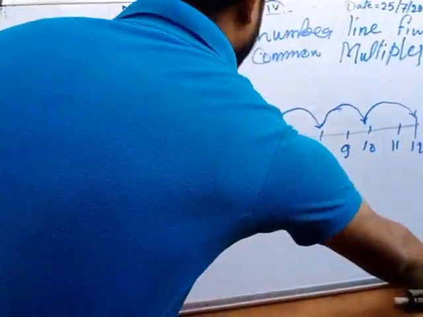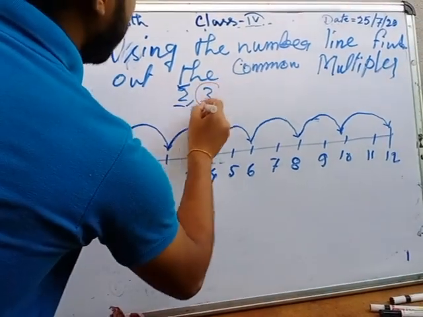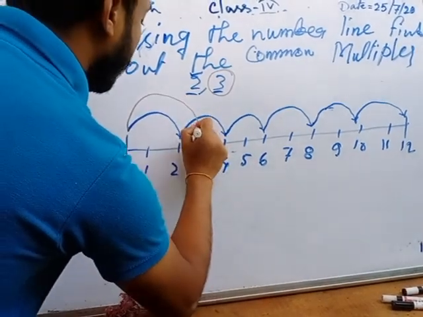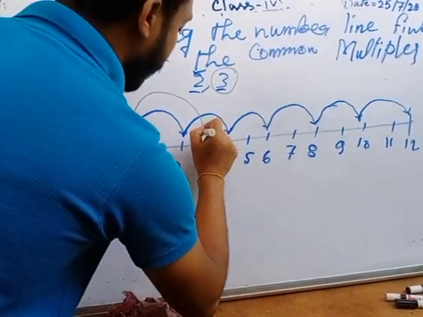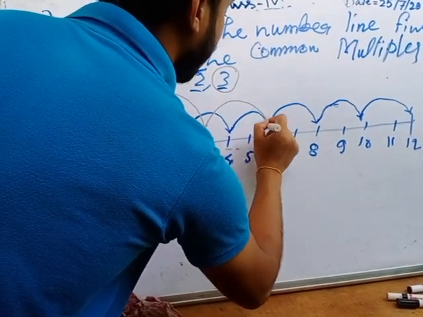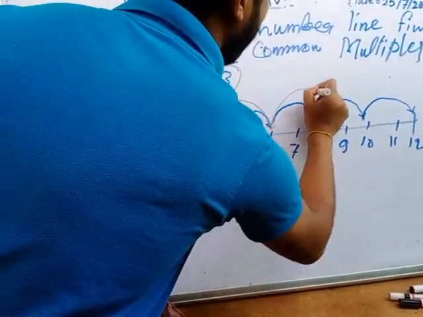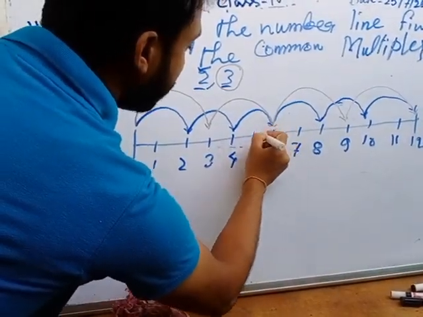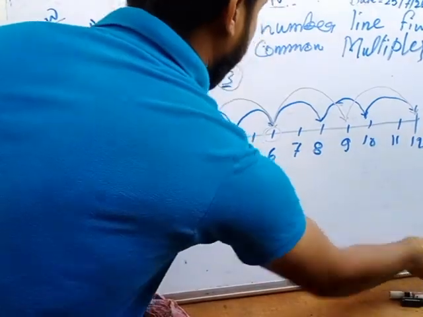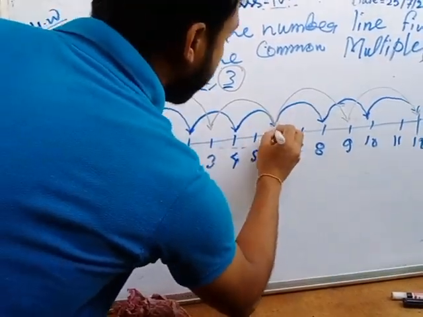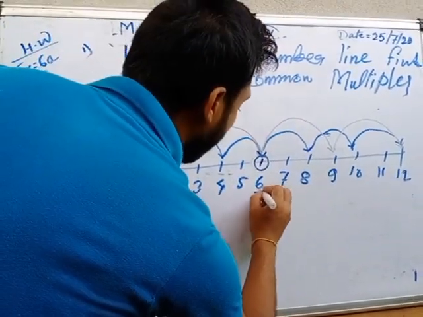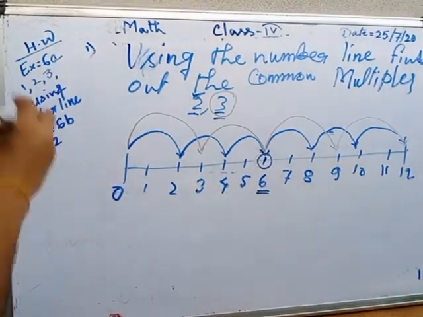Then I will show the skip counting of 3. It starts from 0. 0 to 3. 3 1s are 3, 3 2s are 6, 3 3s are 9, and 3 4s are 12. This is called the common multiple. 2 and 3 are skipped together at 6. So 6 is the common multiple of 2 and 3 using the number line.